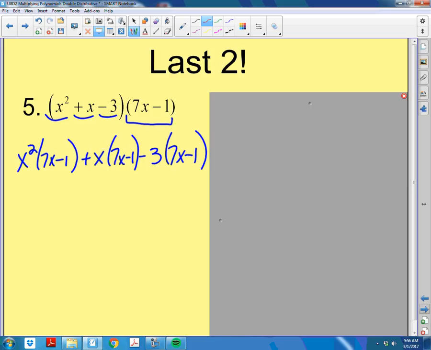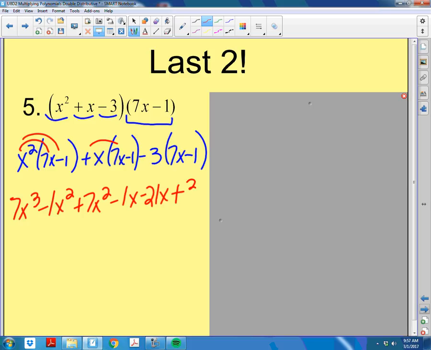So let's start with this. What's x squared times 7x? 7x cubed. X squared times negative 1 is minus 1x squared. You notice I'll go ahead and put that 1 there. Then I end up with positive 7x squared, negative 1x, negative 21x, positive 3. And again, it's just me distributing every single number. Now I've got 1, 2, 3, 4, 5, 6 numbers, so I'm in good shape, and now I just simplify.